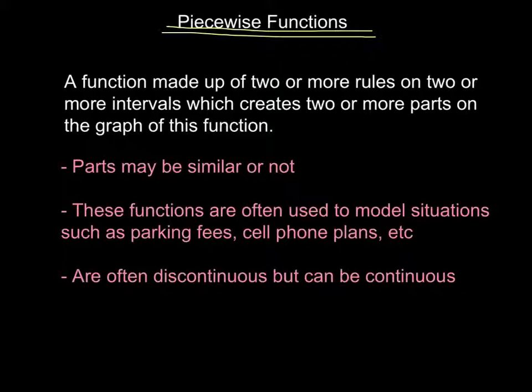Anyway, a piecewise function is a function made up of two or more rules on two or more intervals, which creates two or more parts on the graph of this function. It can have similar parts or not so similar parts. For example, we could have a piecewise function made up of linear models. So we have a line, and then it continues with a line, so that would be two linears, which would be similar, or it could be not similar.